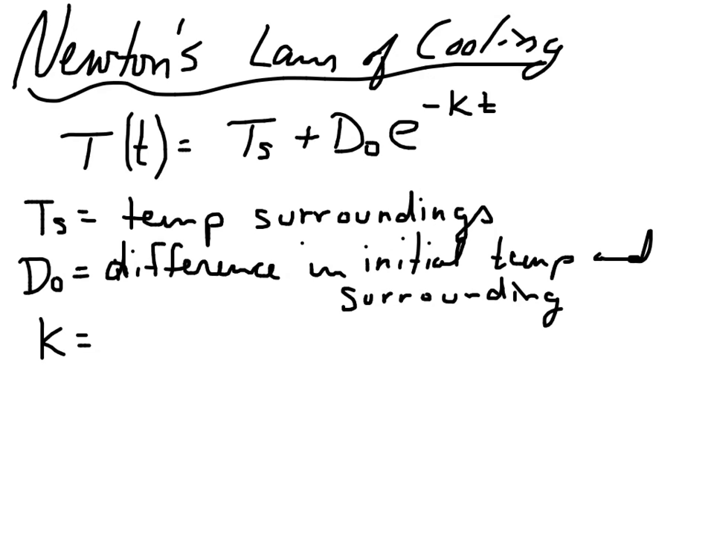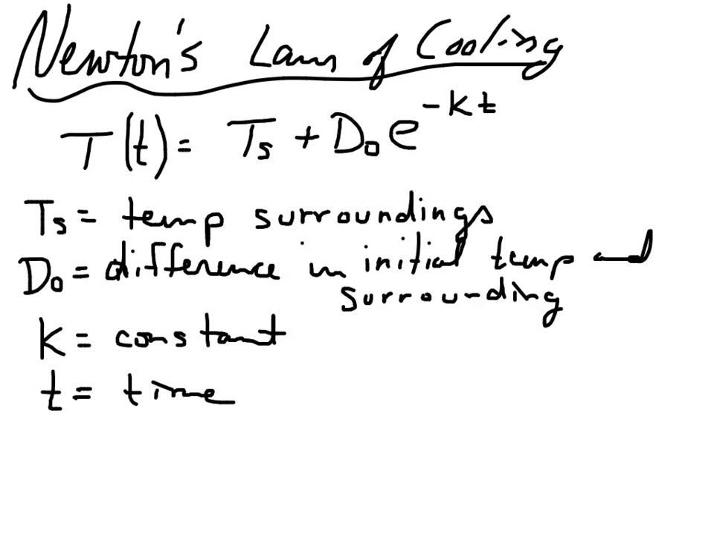K is going to be a constant. They're going to give that number to you. They will tell you what that number is, so that way you don't have to find it. They typically will give that to you. And T is time.